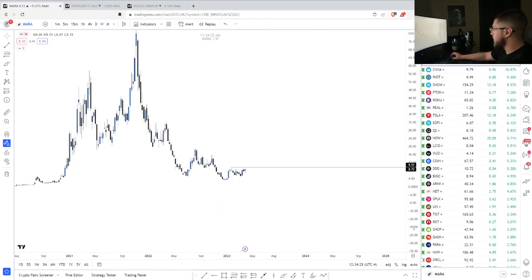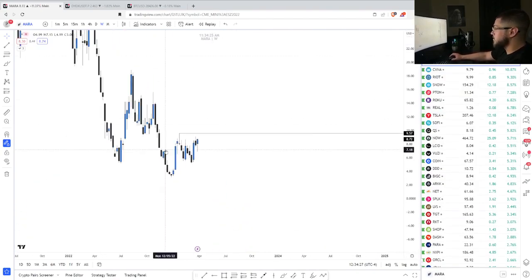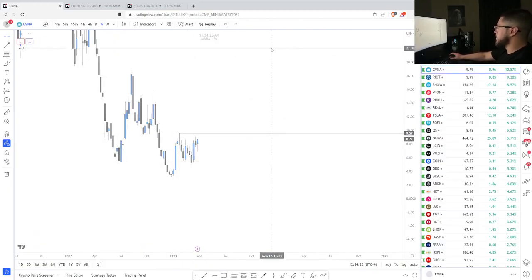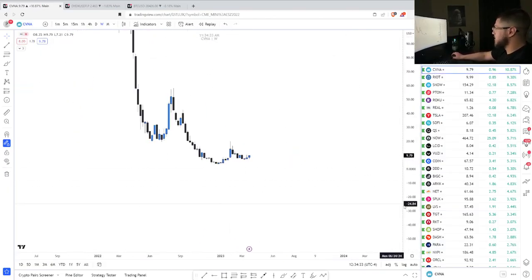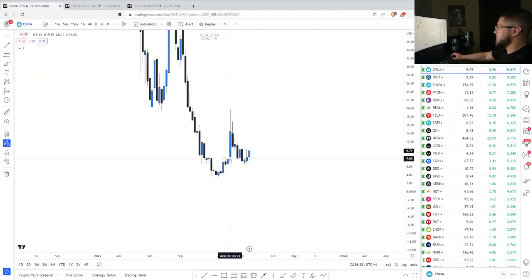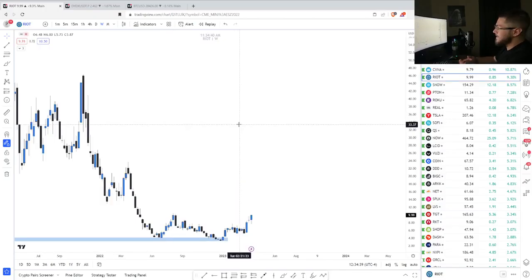Okay, bam. Okay, what do I see here? Market structure shift, traded into fair value gap, clear drawing liquidity. Okay, next. What's Carvana? Okay, market structure shift, traded into volume imbalance. Okay, drawing liquidity is going to be up. Okay, next. You see how easy that is?